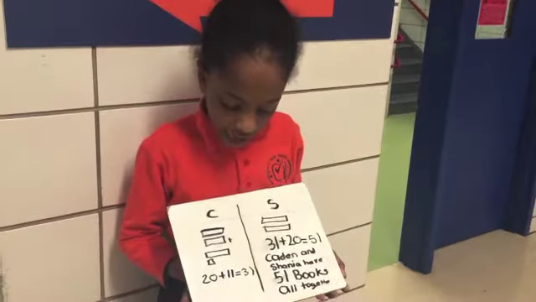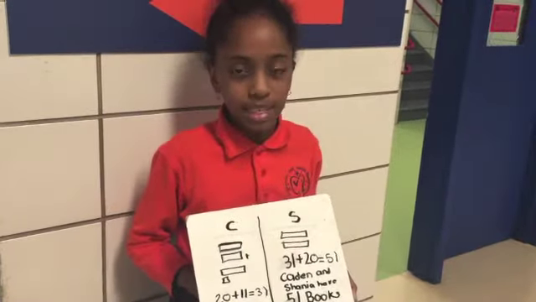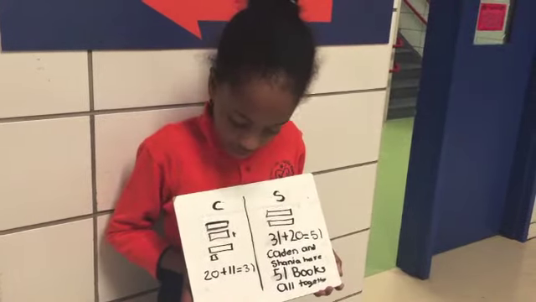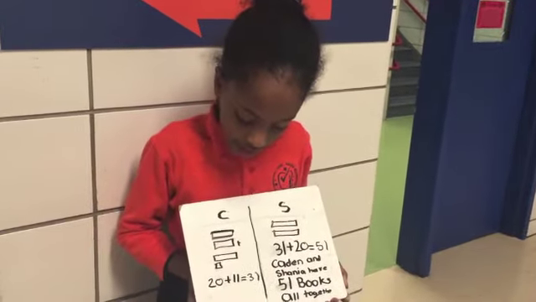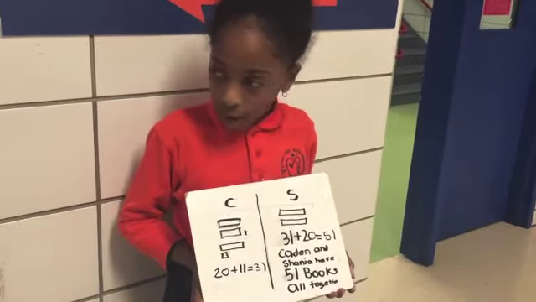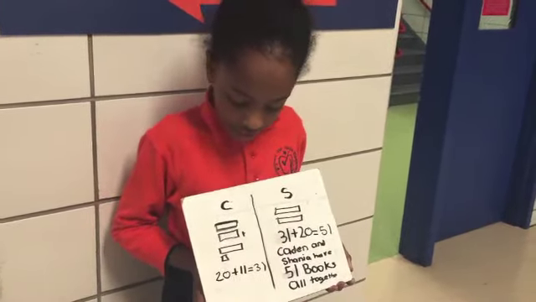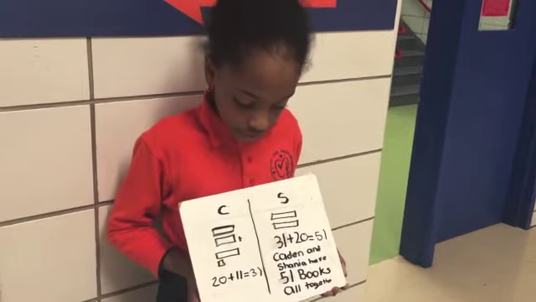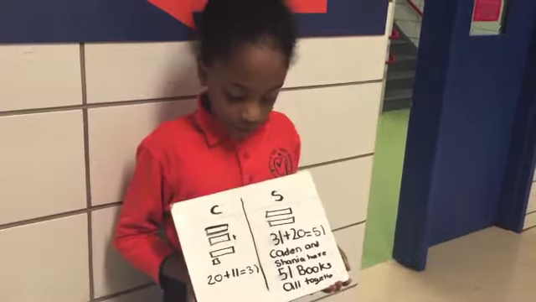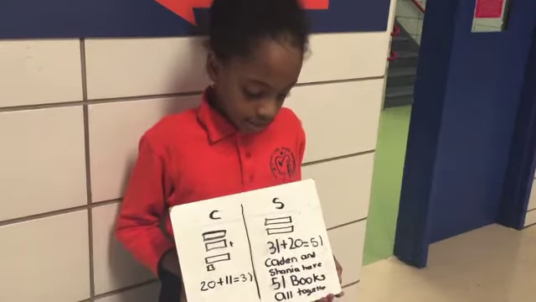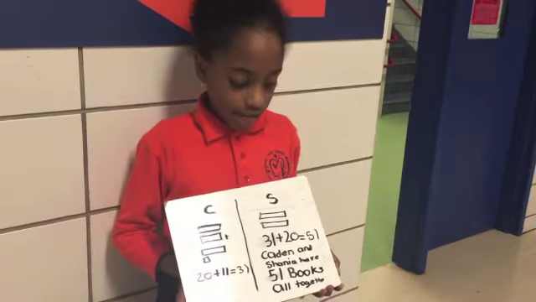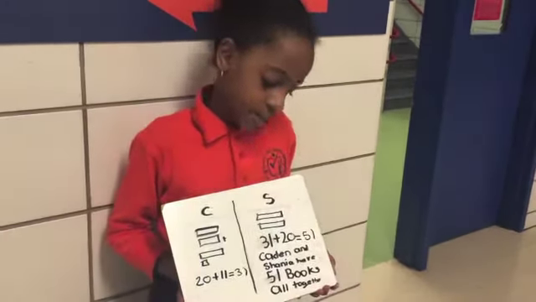So then I added 11 to Caden's because Caden had 11 more than Shania. Then I counted all of it together. I counted how much Caden had altogether, and I figured out that it was 31. And then when I figured out it was 31, I counted Shania's and Caden's numbers all together, and that's how I figured out that it was 51.